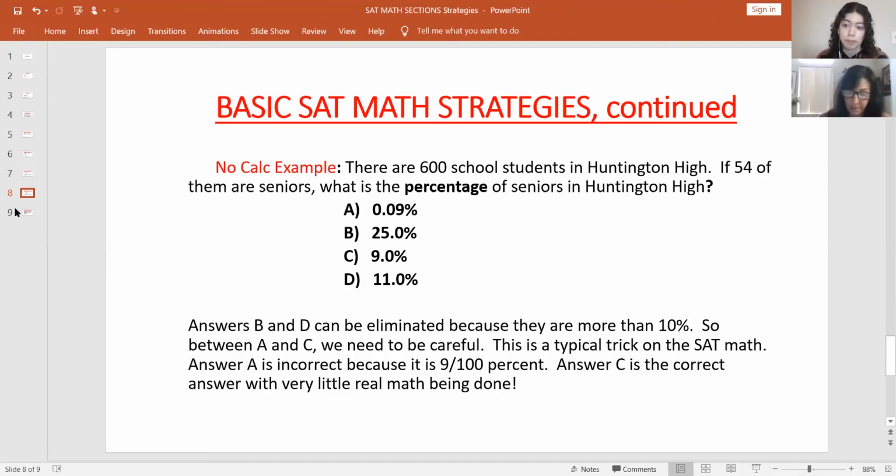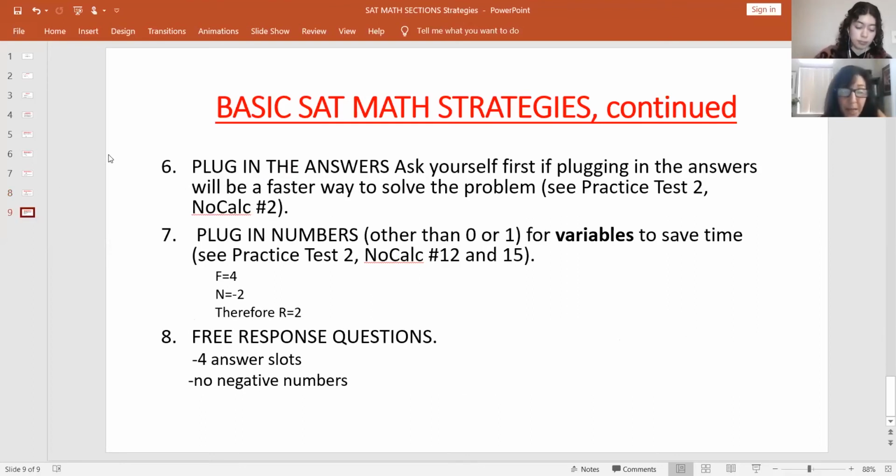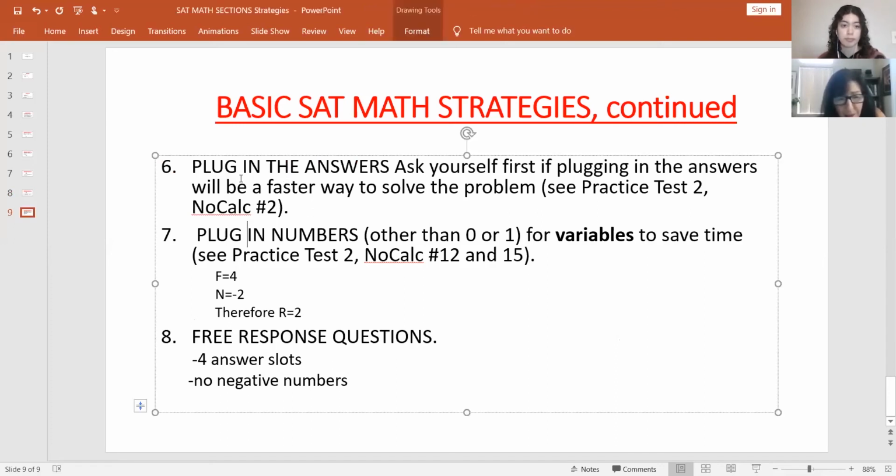Okay, last bit of basic strategies. Plug in the answers. Use the answers in the multiple choice to help you. Ask yourself first if plugging in the answers will be a faster way to solve a problem than to just do the math by yourself. Use the answers. They're to your advantage. We will look at practice 2, no calculator, question 2 in a moment. So plugging in the answers is always one of your first options for yourself.